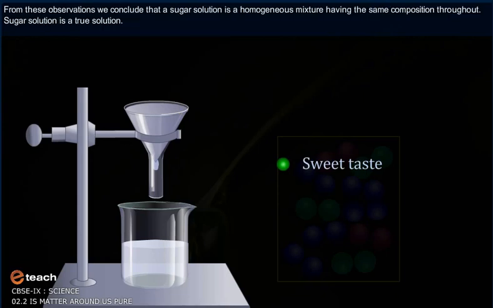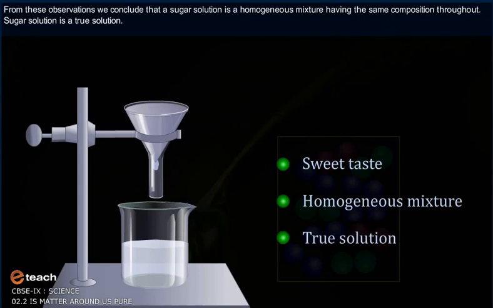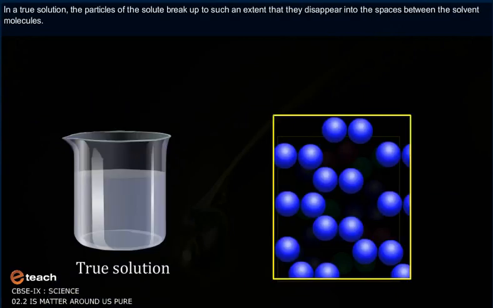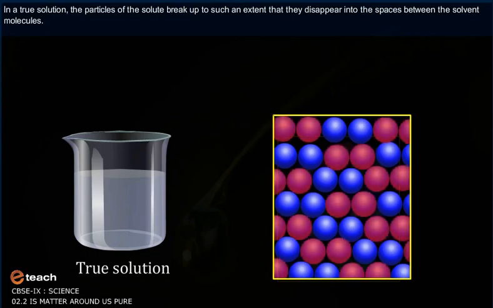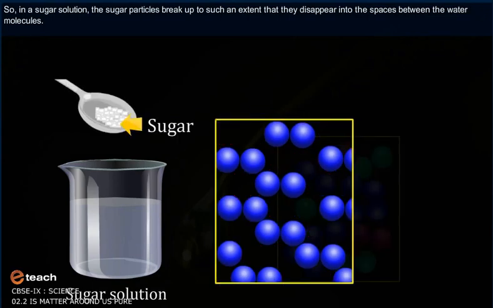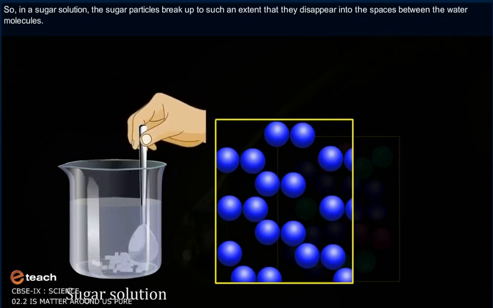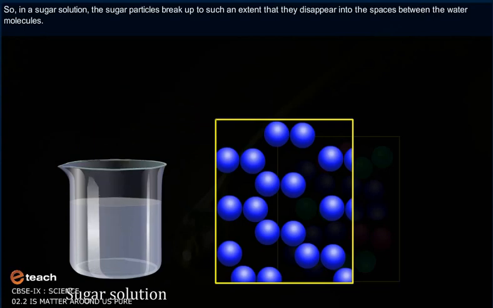From these observations, we conclude that sugar solution is a homogeneous mixture having the same composition throughout. Sugar solution is a true solution. In a true solution, the particles of the solute break up to such an extent that they disappear into the spaces between the solvent molecules. So, in a sugar solution, the sugar particles break up to such an extent that they disappear into the spaces between the water molecules.